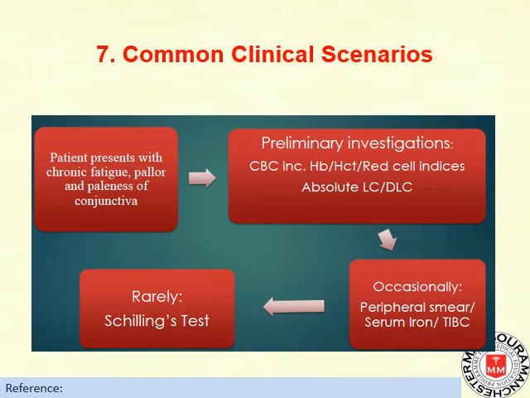What are the occasionally ordered investigations in this kind of patient? If we don't have useful results from the preliminary investigation, we have to order more sophisticated ones by asking for a peripheral smear, serum iron, or total iron binding capacity. If we still don't reach a proper diagnosis, we can order a Schilling test, which is a rarely ordered investigation in this condition.